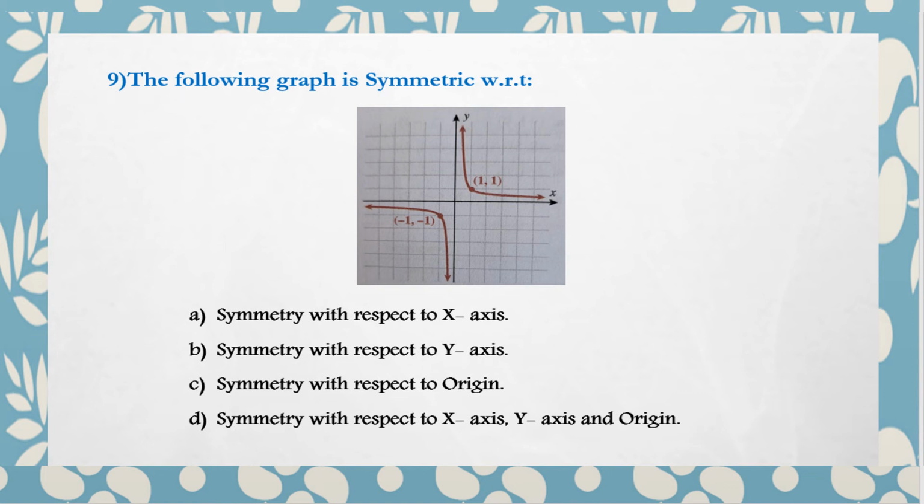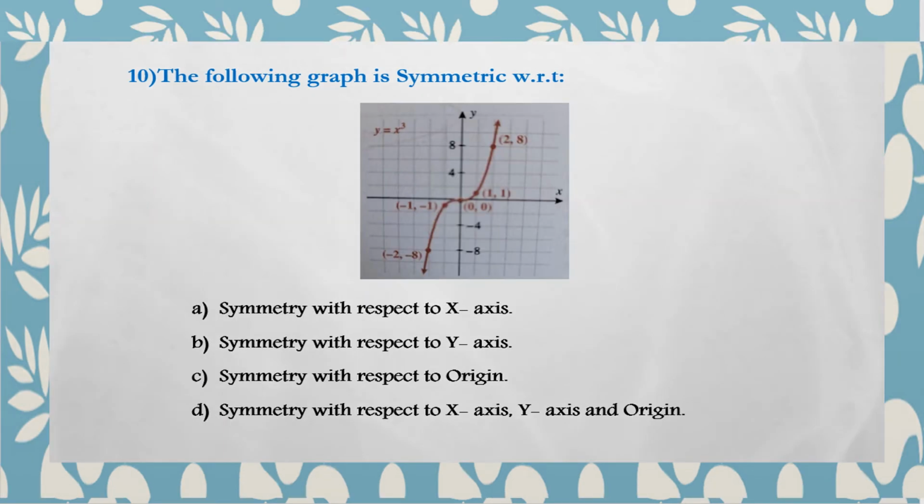For this graph, we have a point here, 1 and 1, and the opposite value of this point on the other side of the graph is negative 1 and negative 1, and this means that this function is symmetric with respect to the origin, and the correct answer is C.